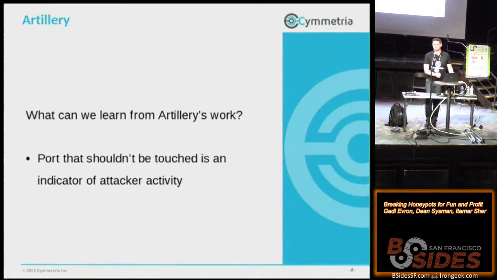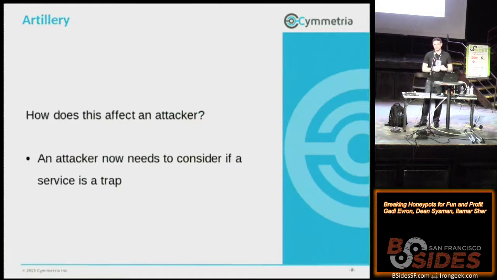Okay, so what can we learn from Artillery's work? Specifically, that if we're servicing a port that nobody should be touching, on a machine that shouldn't be servicing that port, as soon as somebody touches it, that's an indicator of attacker activity, right? And now that we're attackers and we know how Artillery works, how does that affect our method of operations? Now we need to consider that everything we connect to might be a trap. We need to check it beforehand, right?